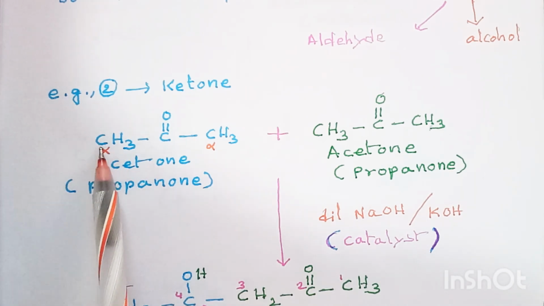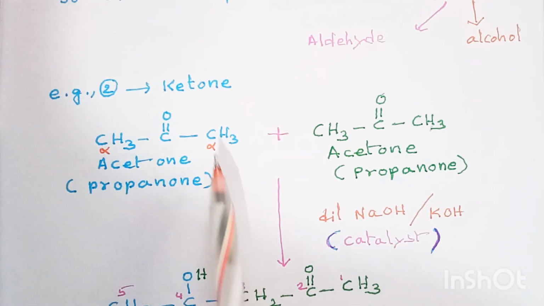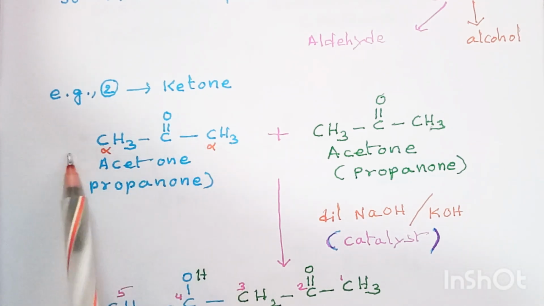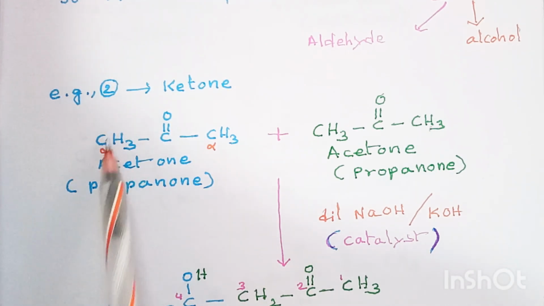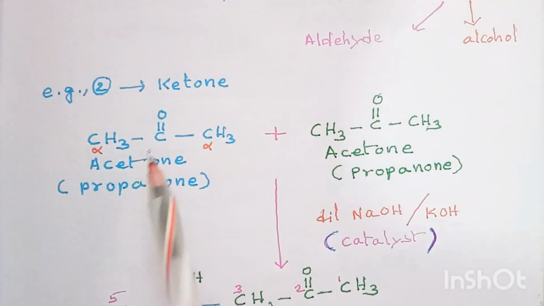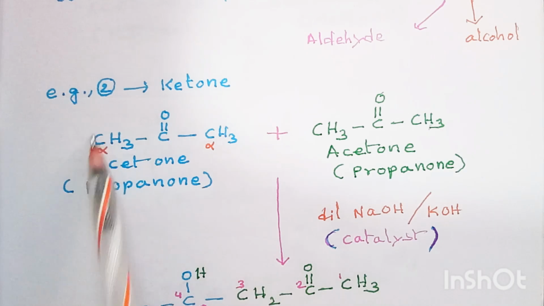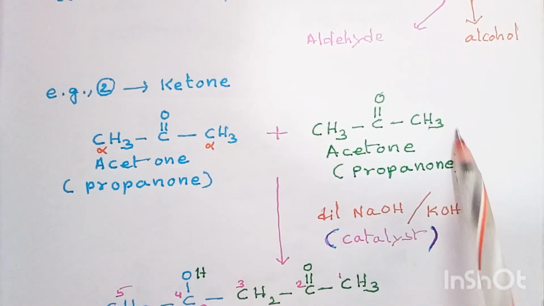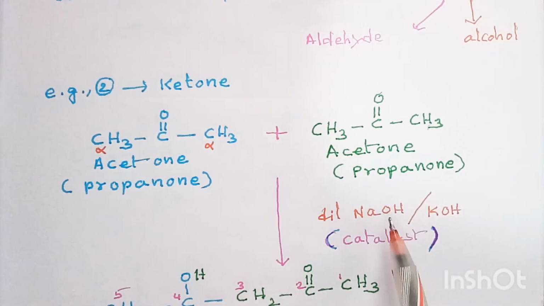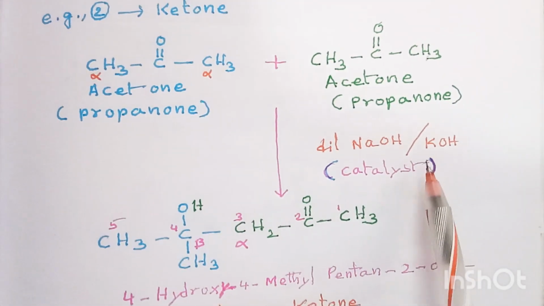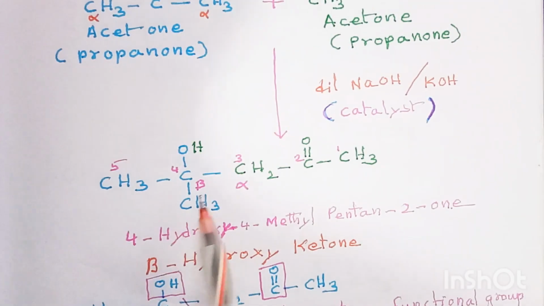CH3COCH3 is called acetone or propanone. This has two alpha carbon atoms on either side of the carbonyl carbon. We can take any one carbon. Each carbon has 3 hydrogen atoms attached to it. So altogether it has 6 alpha hydrogens. This acetone, represented in blue ink, will combine with another molecule of acetone, that is represented in green ink. This is also an acetone. In presence of dilute sodium hydroxide or potassium hydroxide acting as a catalyst, it will give us ketol product.